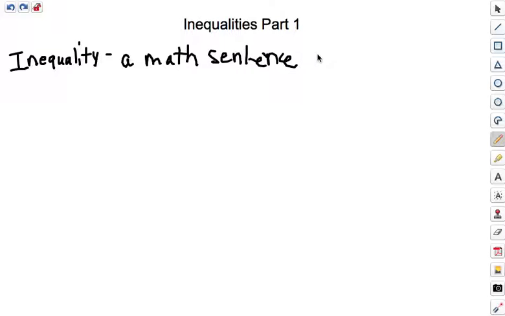So that's a math sentence containing less than, greater than, less than or equal to, or greater than or equal to. So it's going to have one of those symbols.